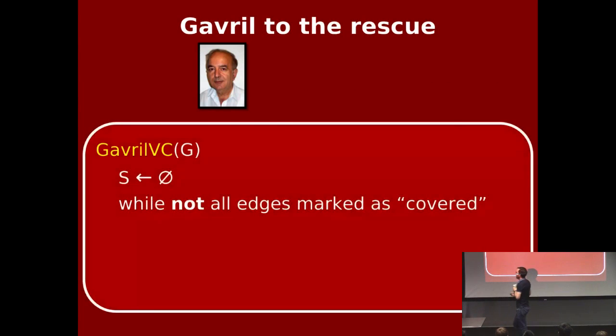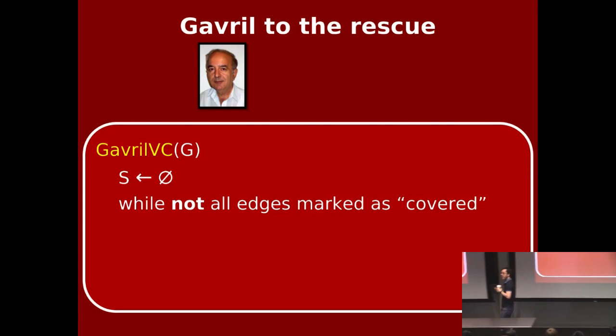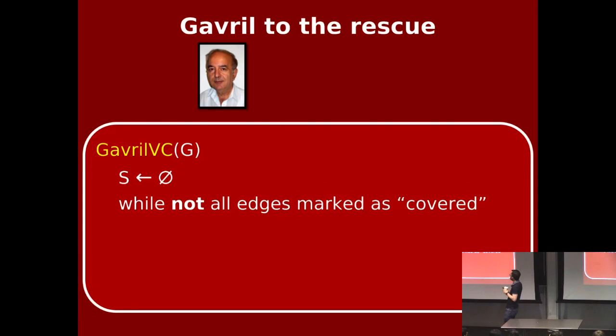Okay, now if you remember this person, Gavril from 1976, he kind of came to the rescue. He had a different algorithm. It's not the greedy algorithm that does better. It's a very simple algorithm, and it starts the same. This is a new algorithm. It's going to fit inside this box.